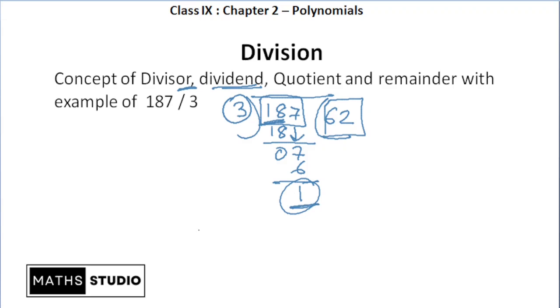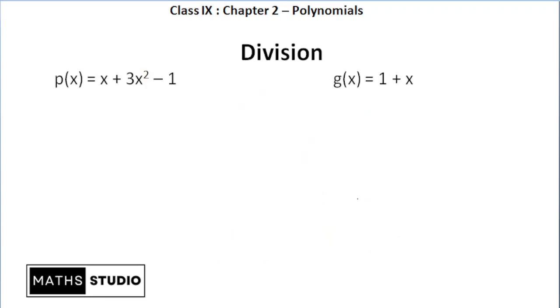So what do we infer? 187 equal to 3 into 62 plus 1, that is, dividend equal to divisor into quotient plus remainder. This is what we had done since childhood. Now the same thing we are going to do for algebraic expressions, or rather the polynomials.